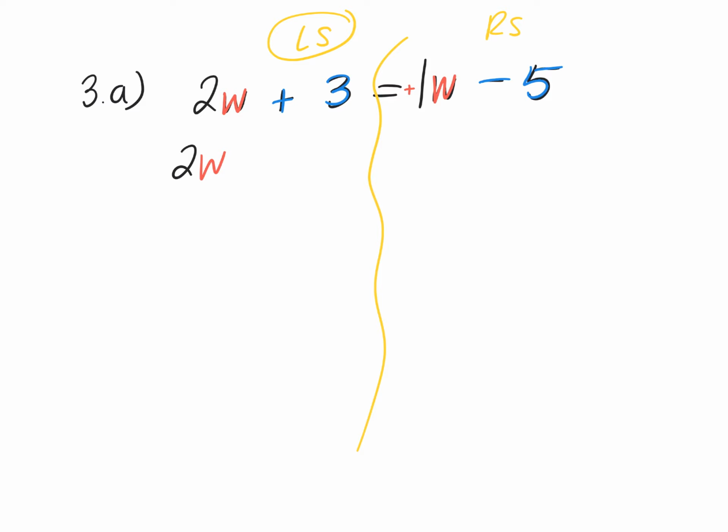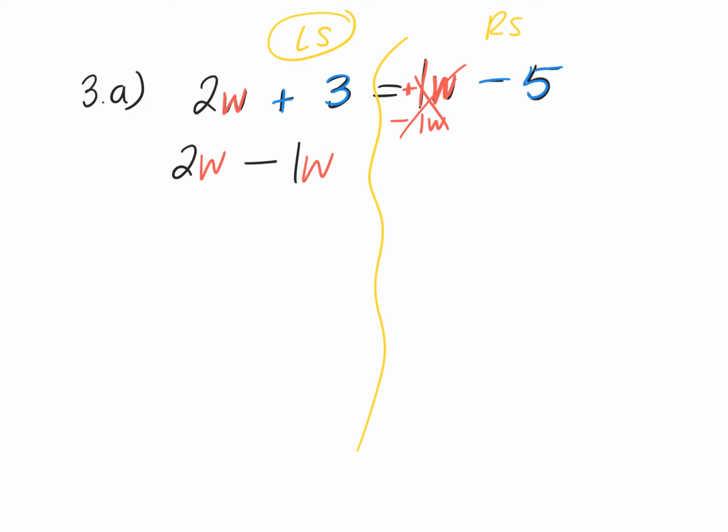That stays there. What's the opposite of adding 1W? How would I get rid of 1W? I would take away 1W, right? So that means on the left side, I have to take away 1W. On the right side, it is a positive 1W. On the left side, it becomes a negative 1W. Do you understand why I did that?